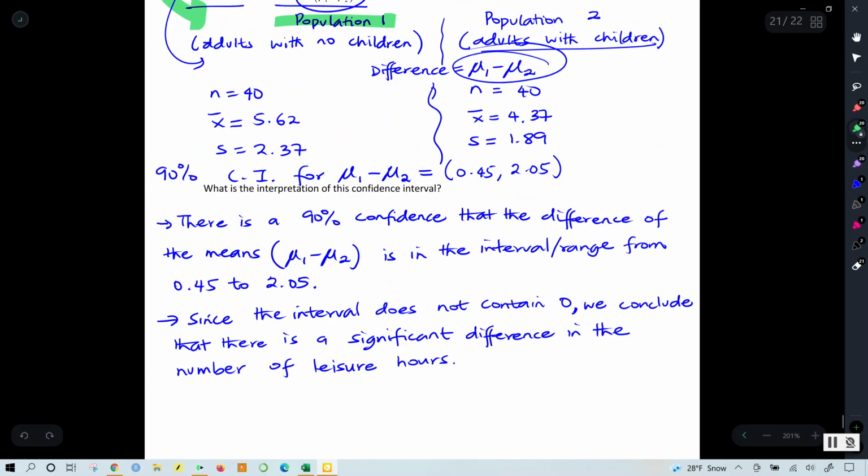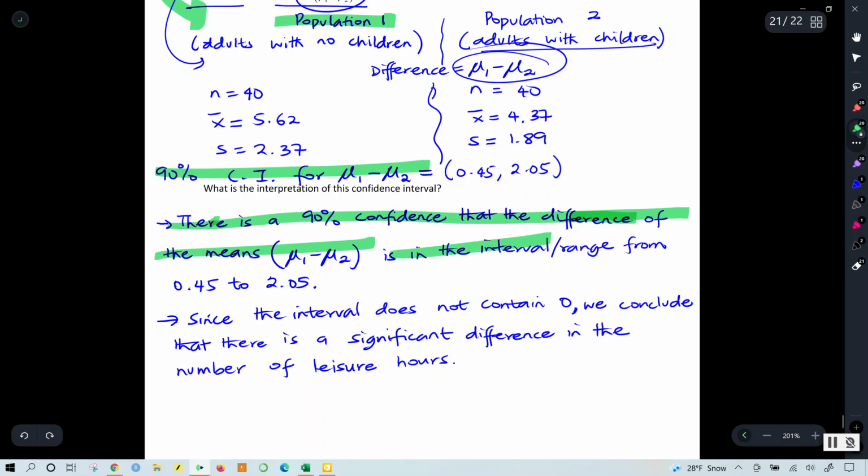To interpret the 90% confidence interval for the difference, we note that the first interpretation is that there is a 90% confidence that the difference of the means, mu1 minus mu2, is in the interval or range from 0.45 to 2.05. A very critical note is that this interval does not contain 0 at all.